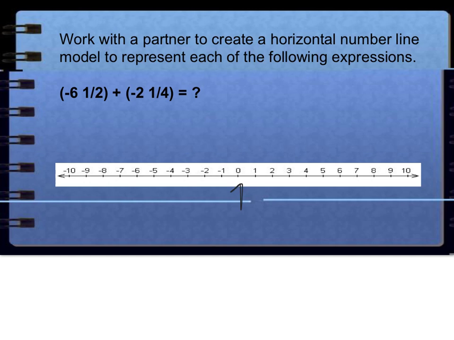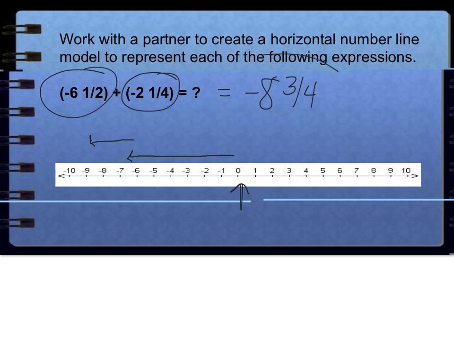All right, as always, we're going to start at 0. 6½ tells me how many spaces I'm moving. The negative tells me which direction. So I'm going to try to be very careful here. 1, 2, 3, 4, 5, 6½ to the left. I'm going to add to that 2 1/4 more spaces to the left. So I'm going to start at 6½ and move 1 to 7½, 2 to 8½, and 1/4 would take me to -8 3/4.